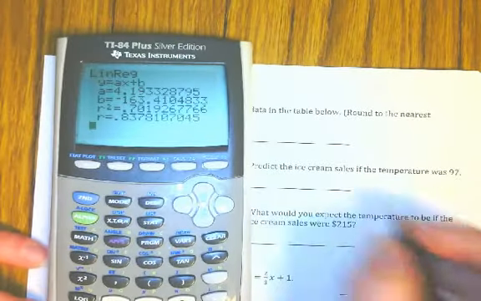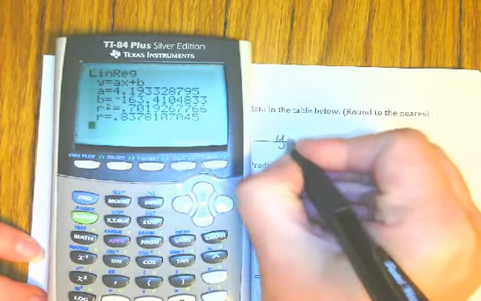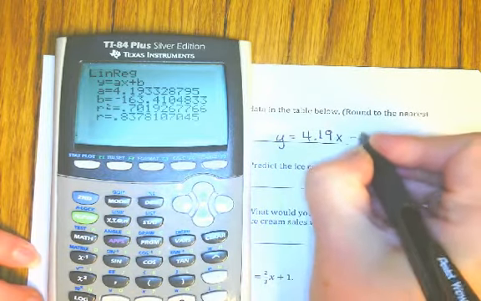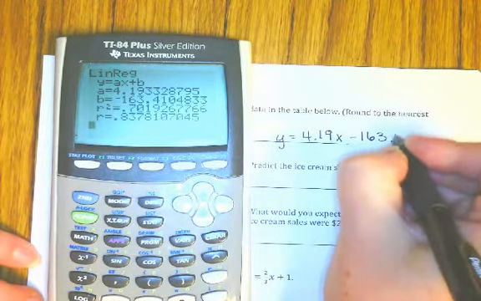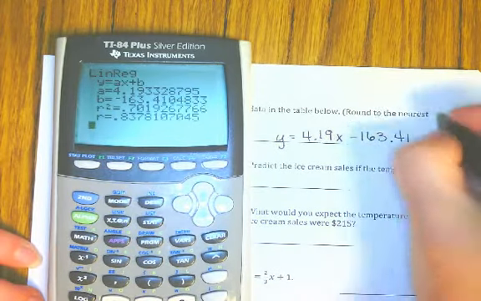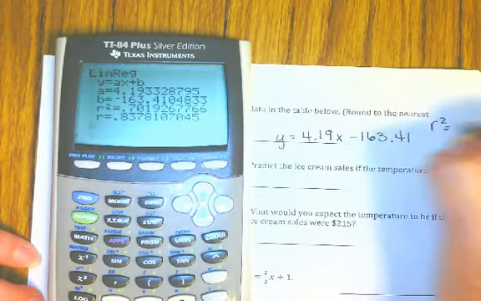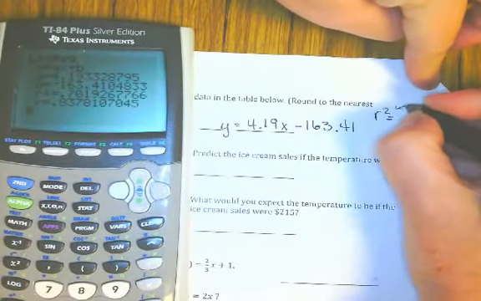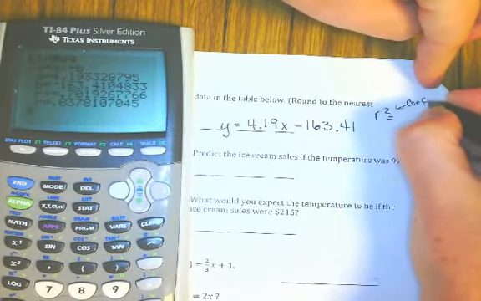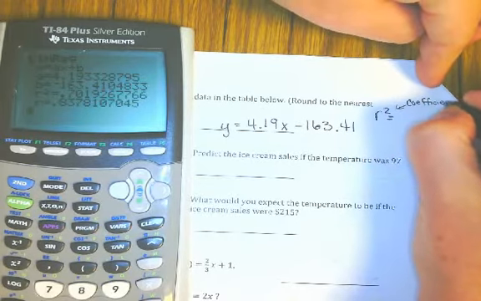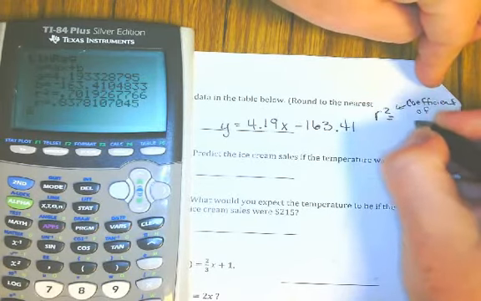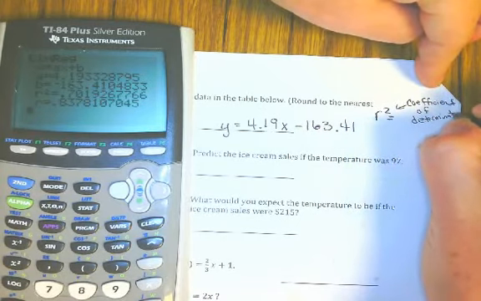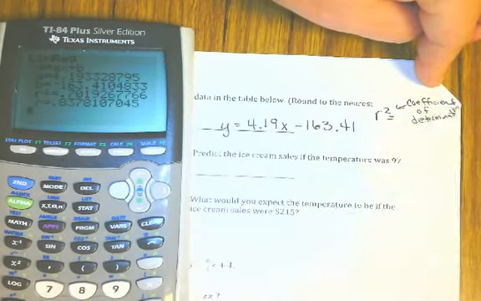So here I'm going to have y equals 4.19x minus 163.41. Now it doesn't ask for the r squared value, but I am going to write that down. So remember that here is called your coefficient of determination. And I'm running out of room there.